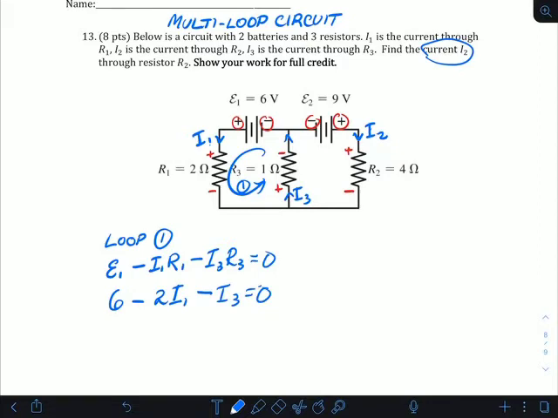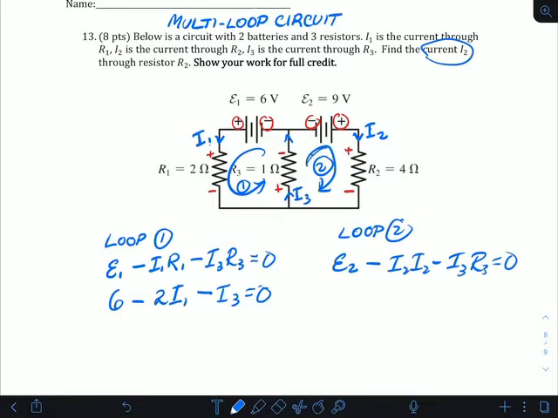I can then do loop 2, which I'm going to choose over here. You can choose any closed loop, but I'm going to choose this one. For that, I get E2 minus I2 R2 minus I3 R3 equals 0, because I go around this loop. I can put in our numbers again. It's going to be 9, and this here should be R2. So it would be 9 minus 4 I2 minus I3 equals 0.